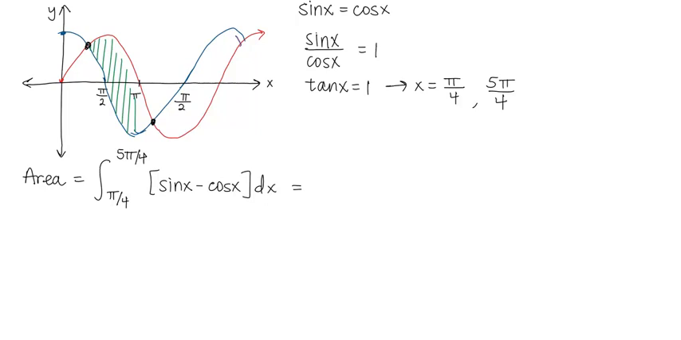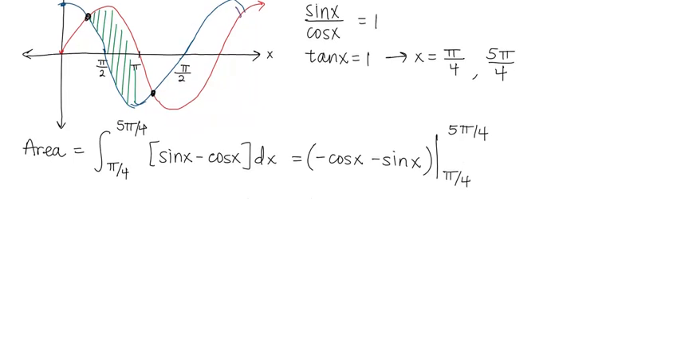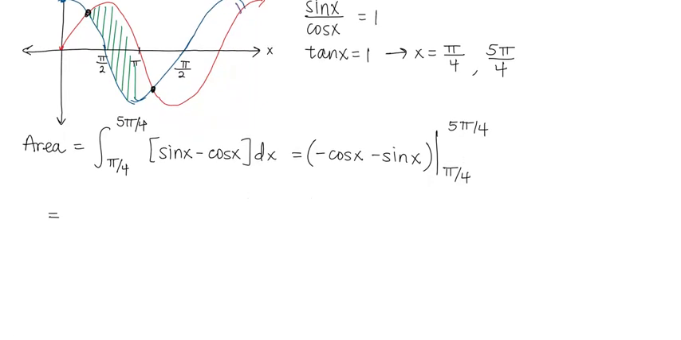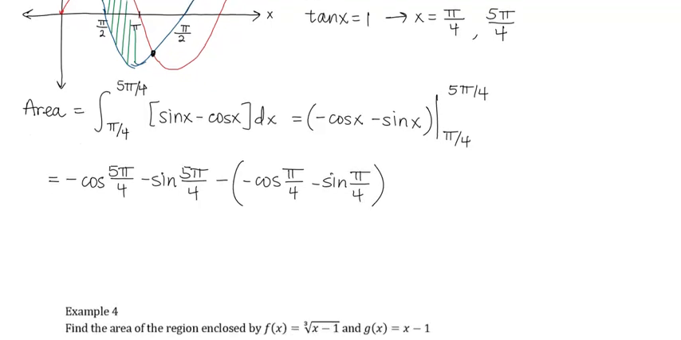The integral of sine is negative cosine x, and the integral of cosine is sine. So we are now evaluating this from pi over 4 to 5 pi over 4 using the fundamental theorem of calculus. So we have negative cosine of 5 pi over 4 minus sine of 5 pi over 4 when we plug in our upper limit, and from that we are subtracting negative cosine of pi over 4 minus sine of pi over 4 when we plug in our lower limit. So now we are ready to evaluate this.